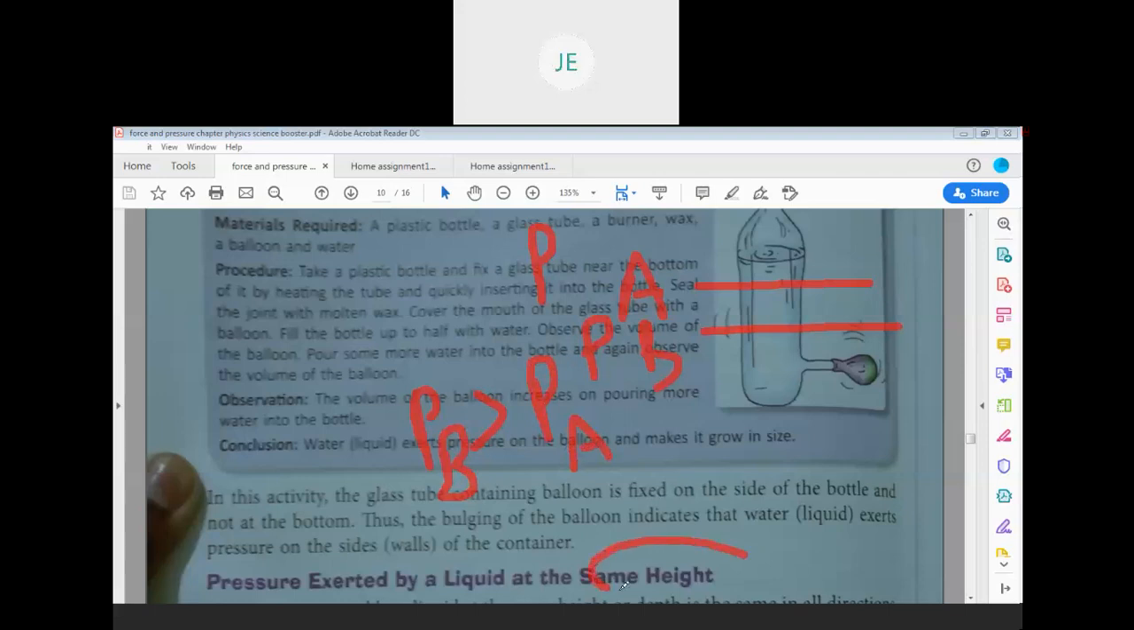So with the depth, actually we have to speak with the depth. Here they have given height, but we have to speak with the depth. From the top layer, as you increase the depth, the pressure increases. There is a relation between pressure and the depth. We will be learning it now.